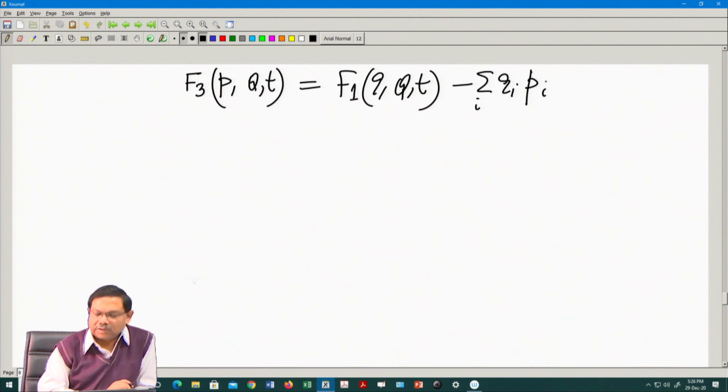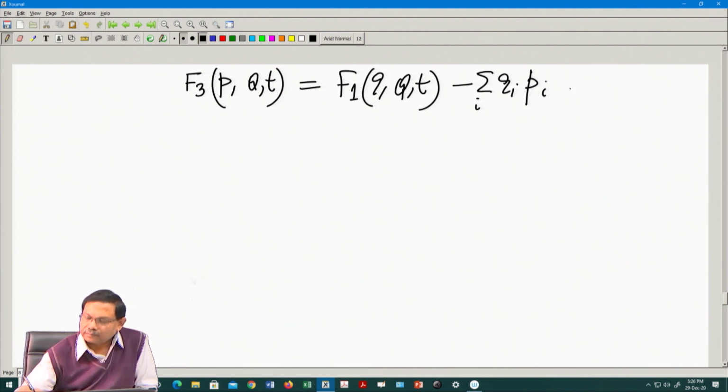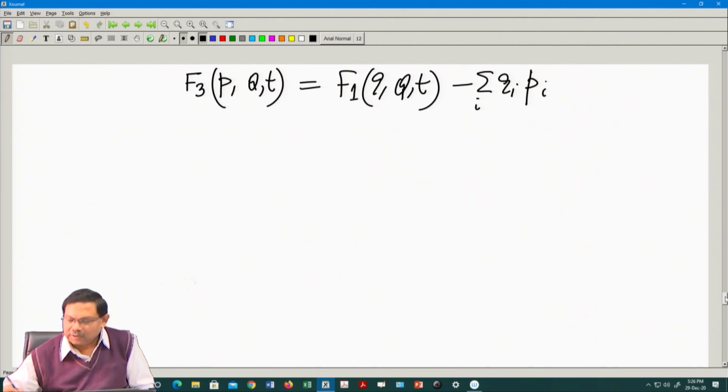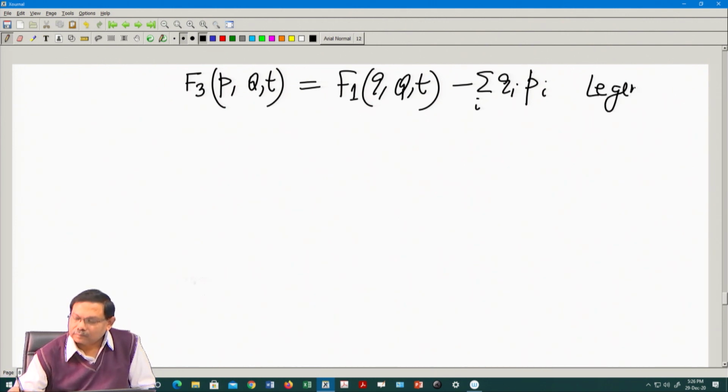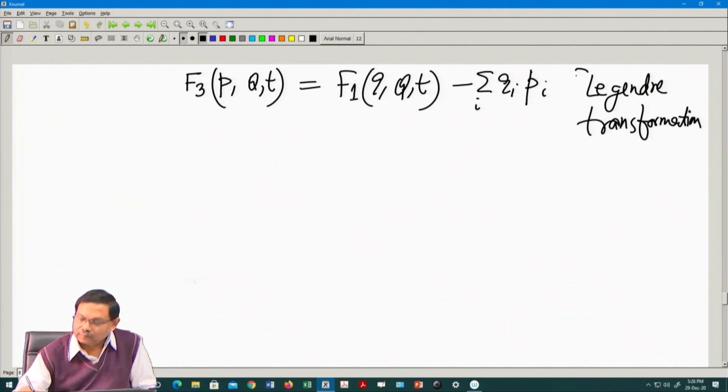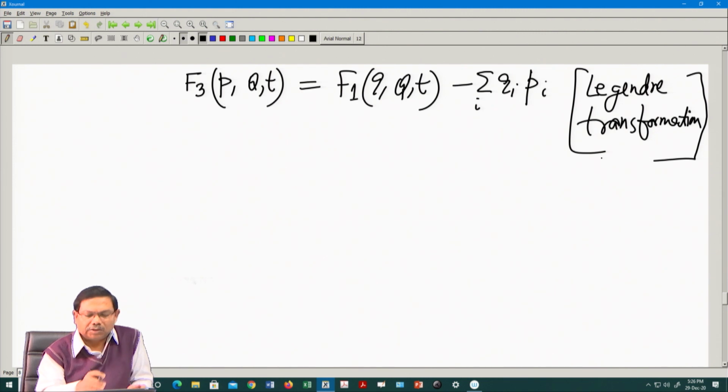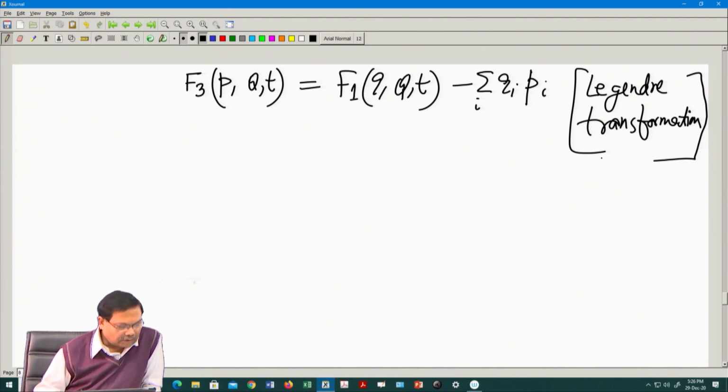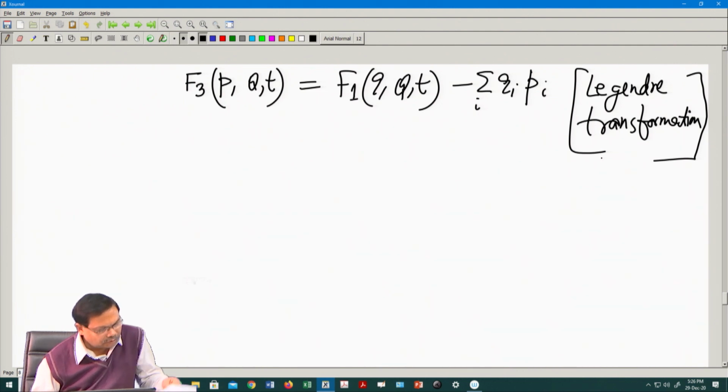So, all these transformations which I am writing from one set of generalized generating functions to another set of generating functions, they are called Legendre transformation. In mathematics, these are called Legendre transformation. So, whenever I am going from one set to another set, that is what I am trying to use.